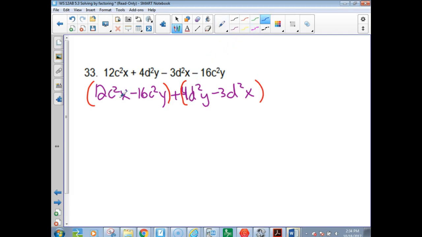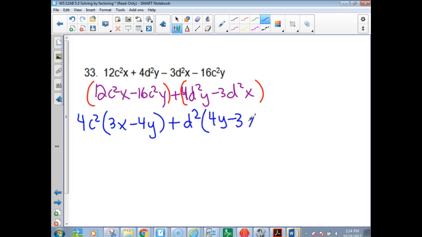Okay, in common are a 4 and a c squared. That would give me a 3x minus 4y. These two terms have no numbers in common, but they have the d squared in common, so we'll factor out a d squared. And check it out. We get 4y minus 3x. Uh-oh. They don't match perfectly.